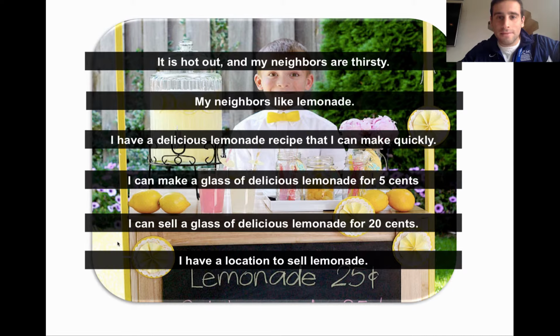I can sell a glass of delicious lemonade for 20 cents. How would he prove that? Well, he could ask, right? After he gives his friends and neighbors the sample lemonade, he could say, would you pay 20 cents for this? And I have a location to sell lemonade. Ask his parents or his friends or his neighbors for permission, right? So these are all the questions that Timmy needs to solve in order to have a real lemonade stand. And if any of these aren't true, he might not have a business. For example, if his neighbors don't like lemonade, it's doubtful that any of them are going to buy lemonade.